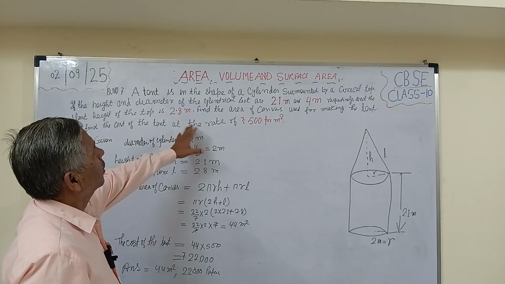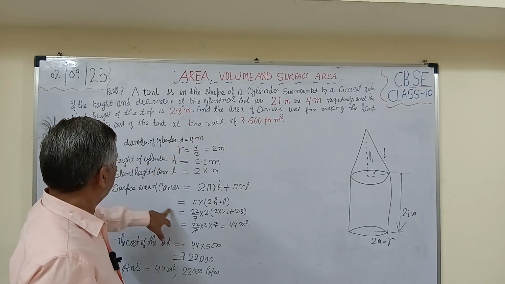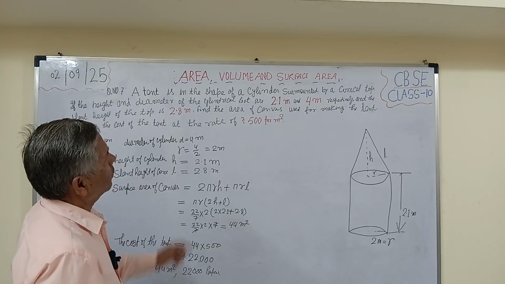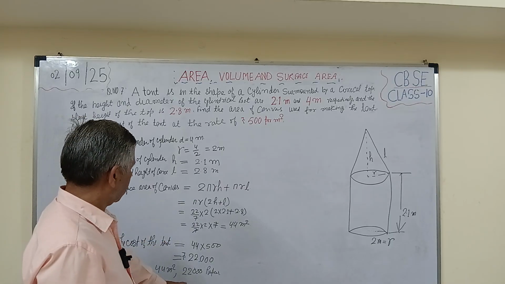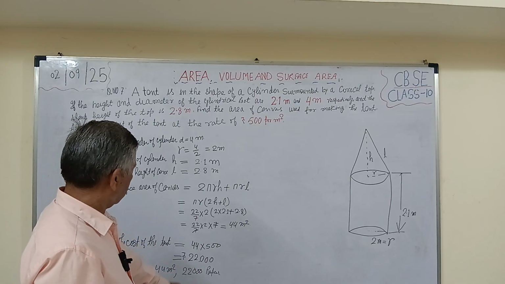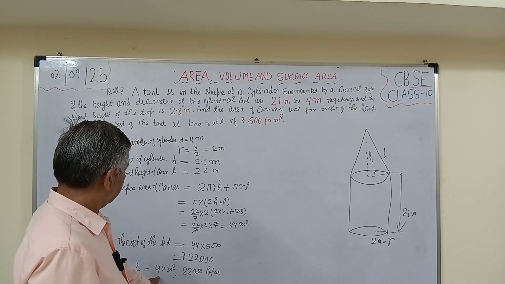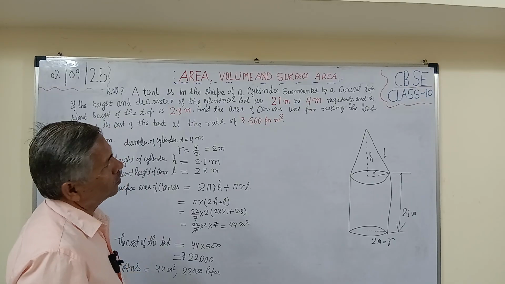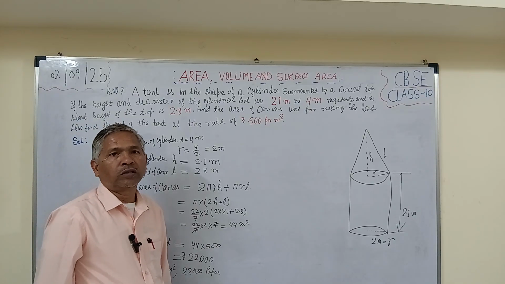तो फर्स्ट हमने क्या किया, उसकी कैनवास की एरिया निकाला और उस एरिया को 500 रुपीज से मल्टीप्लाई कर दिया, तो हमारा आंसर आ जाता है 22,000. So in this way this question is solved.